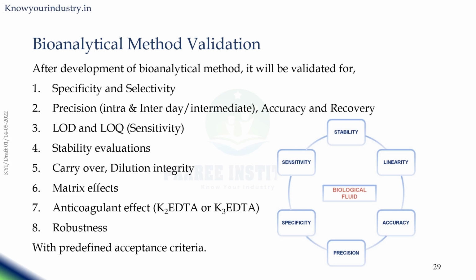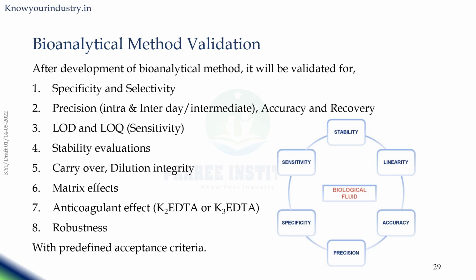And the matrix effects, robustness: when you change the column, or if you change the flow rate slightly, or the column dimension slightly, then you should get the results within the acceptance criteria of plus or minus 15%. So in most cases, accuracy and precision should be proven by changing different conditions, different storage periods, or different anticoagulants. If you want to use the anticoagulant K2, K3, it should also show similar results.